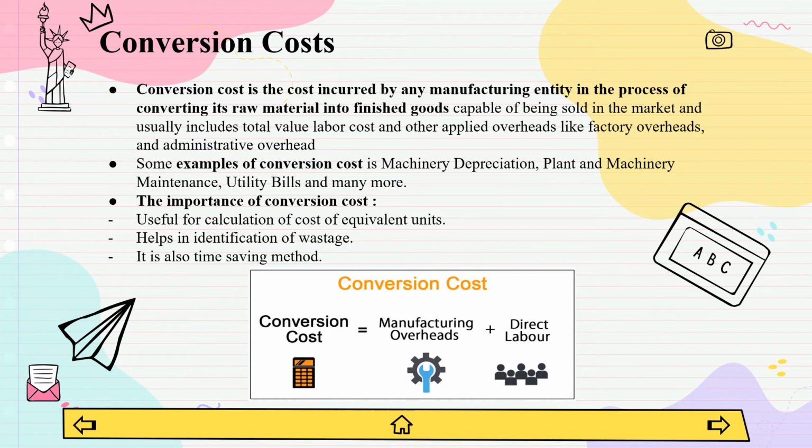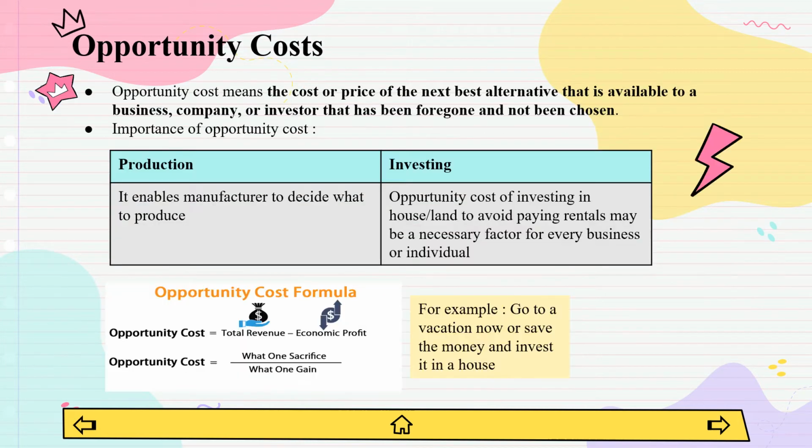The importance of conversion costs. Firstly, it is useful for calculation of cost of equivalent units. After that, it helps in identification of wastage. And lastly, it is also a time-saving method. Okay, next, the formula of conversion cost is manufacturing overheads plus direct labor equals conversion cost. I will continue with opportunity cost.